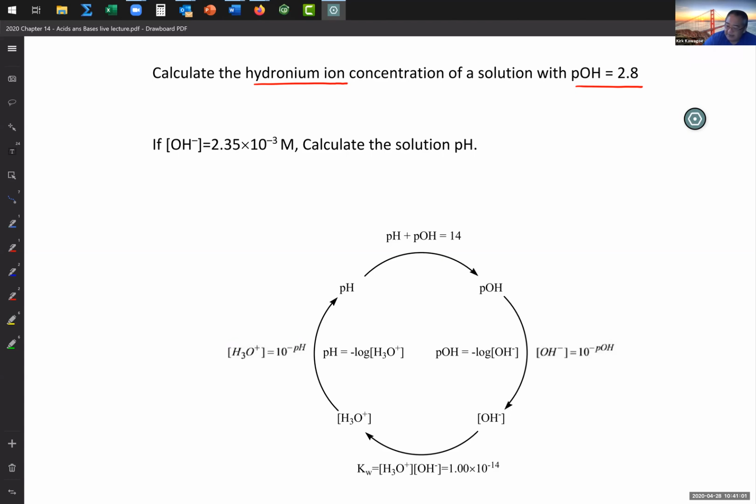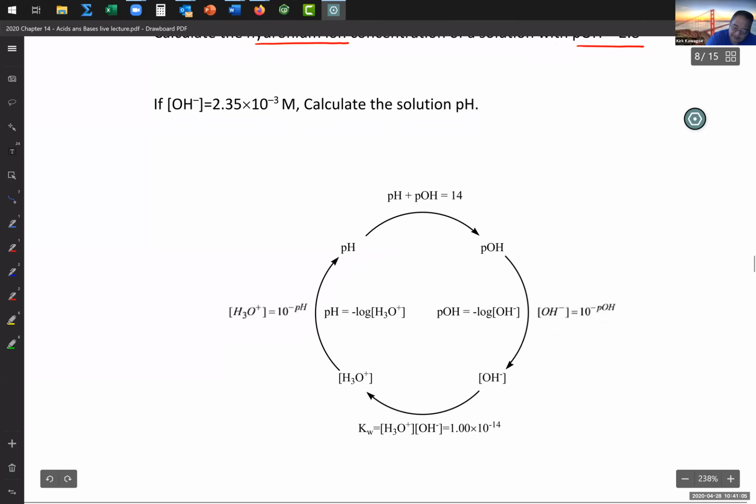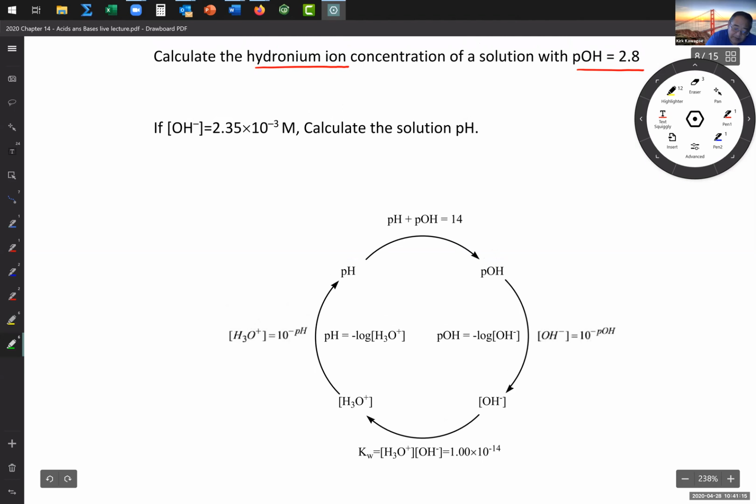So this is how you use this, and it's a little bit of a crutch. I understand that, but it's a good place to start. And I'll use a highlighter. So where am I starting? I'm starting with pOH, and I find it here. And I'm looking for hydronium ion concentration, and that's this down here.